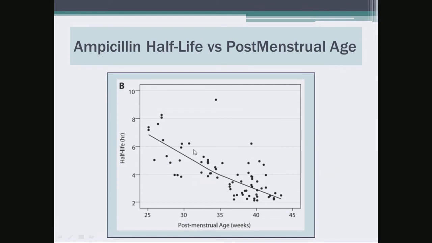You can see that ampicillin half-life varied with postmenstrual age, being very long over here at 26 weeks, approximately 7 hours. When you got down to 35 weeks, the half-life is now about 4 hours.